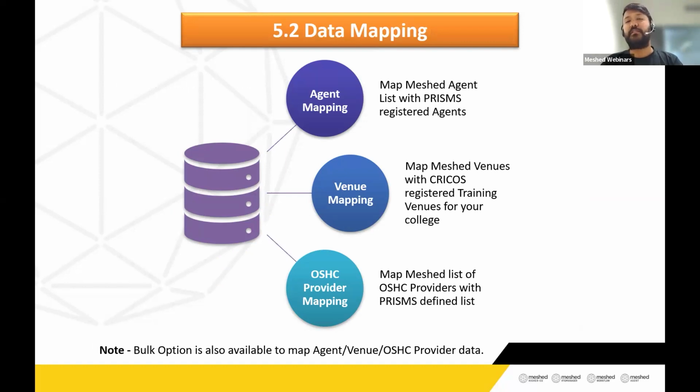So venue mapping as well, you may have a different list of venues or locations in PRISMS system based on the Cricos registry, and you may have a different set in MEST platform. You just need to map them so that the system will understand that the venue exists in PRISMS and is a valid one. This also counts towards your allocation for the respective venue in PRISMS. And OSHC provider mapping, as I mentioned before as well. So PRISMS has a defined set of OSHC providers. You just need to map the existing OSHC provider in MEST with those in the PRISMS.